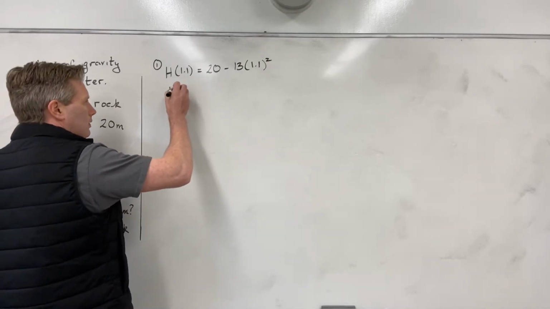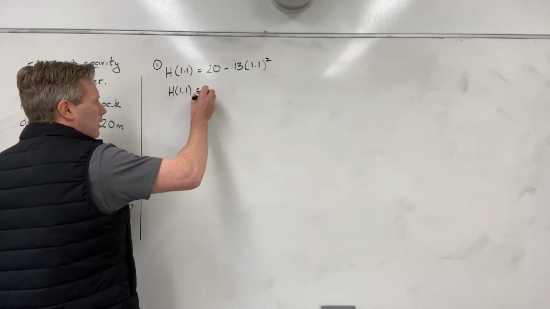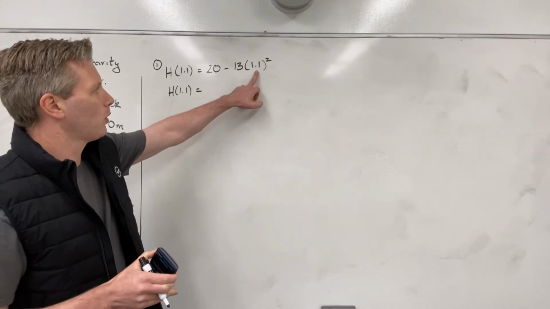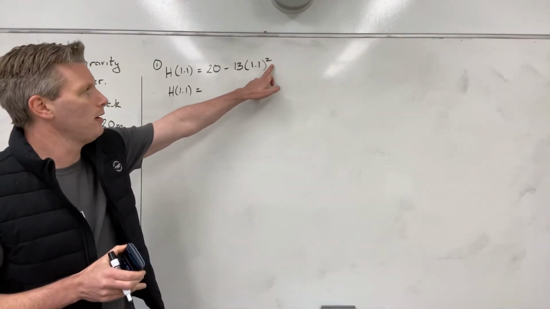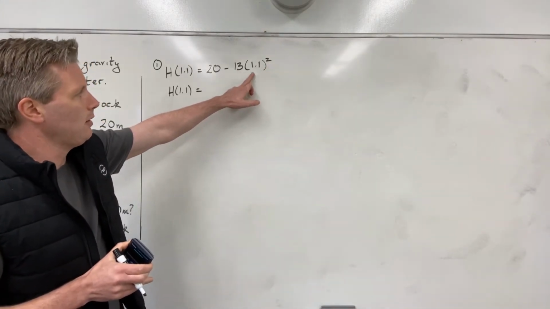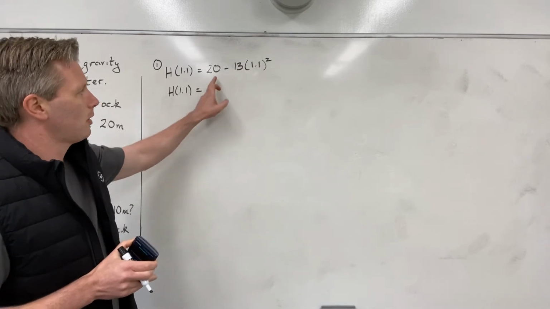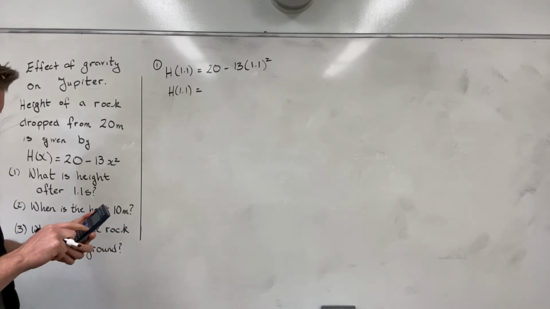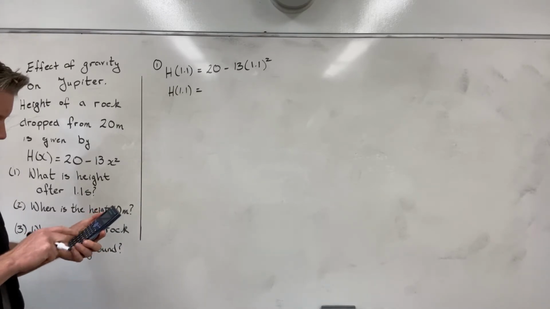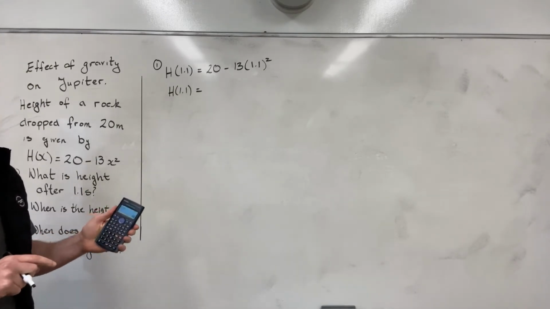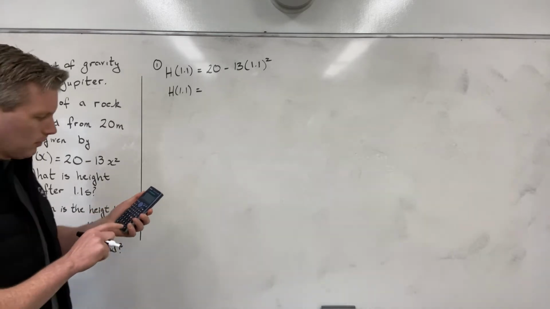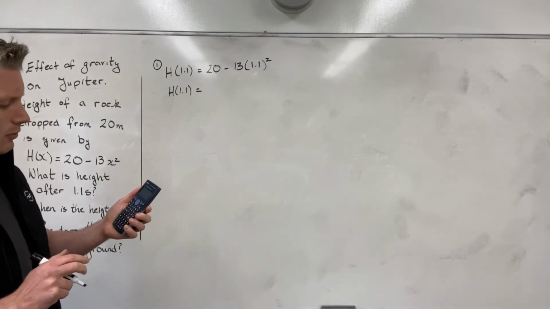So our height at 1.1 is therefore equal to this. For this, it's just easier to use my calculator. I'm going to work out 1.1 squared, then multiply it by 13, and then take that number and subtract it from 20. So 1.1 squared is 121 over 100. I multiply that by 13 and I get 1573 over 100.